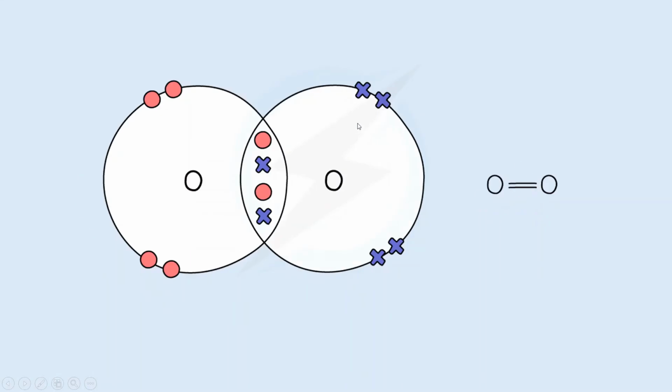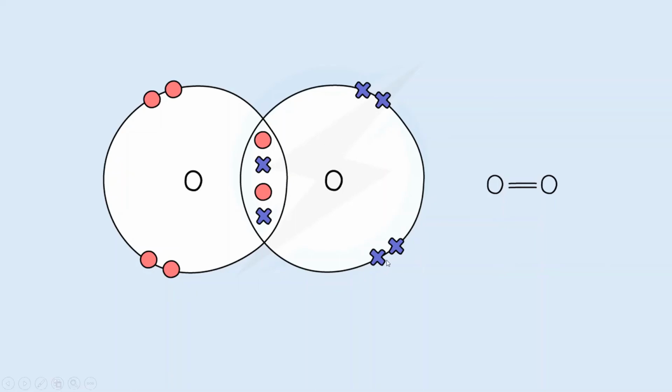This is a double bond because oxygen is in group 6 of the periodic table and therefore has 6 electrons in its outer shell. As such, it requires 2 more electrons in order for them to have a complete outer shell. So they're going to overlap their outer energy level and form a double bond, which is 2 shared pairs of electrons, 1, 2. So each oxygen atom is going to provide 2 electrons to the other.